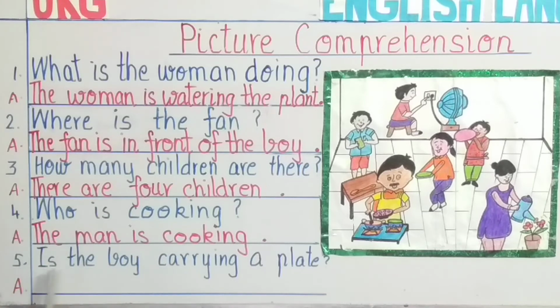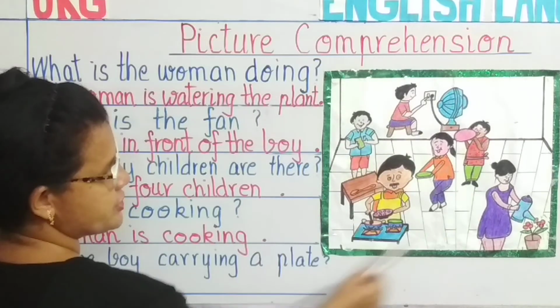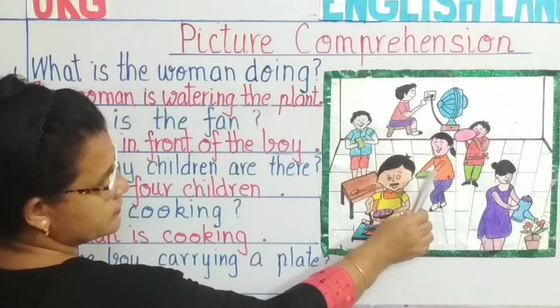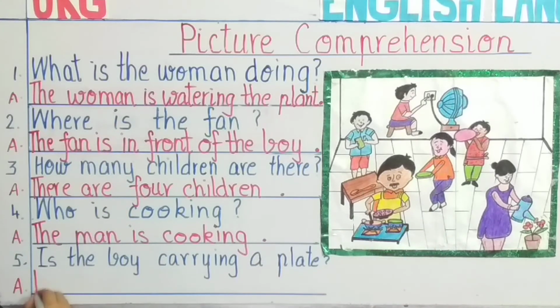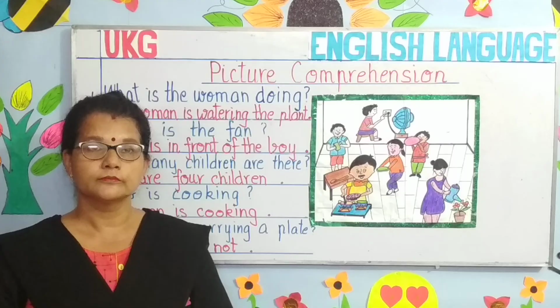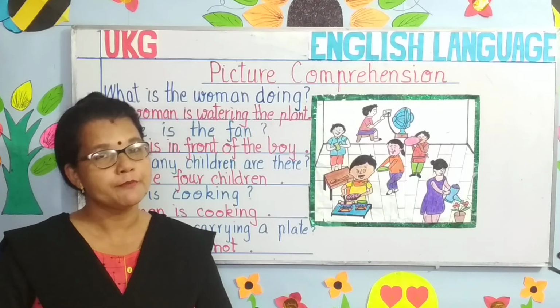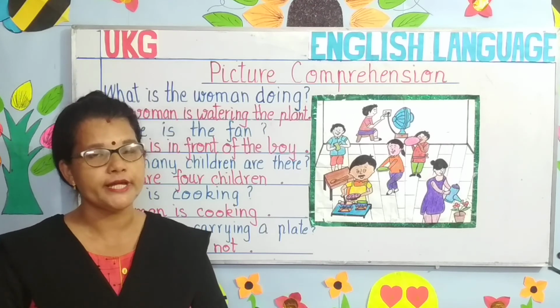Number 5. Is the boy carrying a plate? Who's carrying a plate in this picture, children? Is a boy carrying the plate? No. She is a girl. So you will write, no, the boy is not. Full stop. You can also write, no, the boy is not carrying a plate. Both will be correct. So children, I'm sure you have understood how to do picture comprehension.